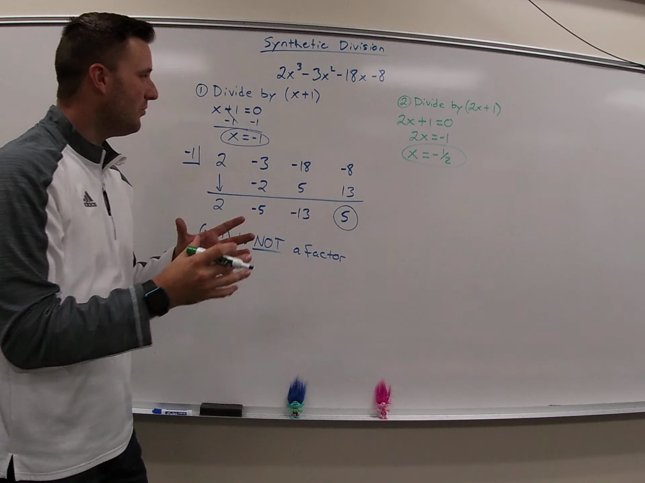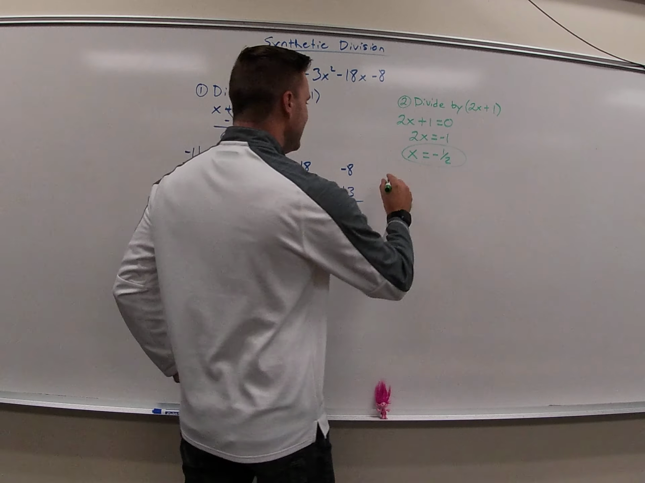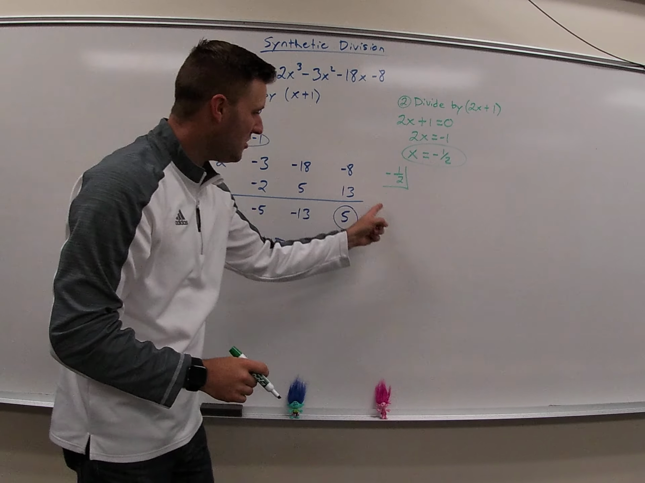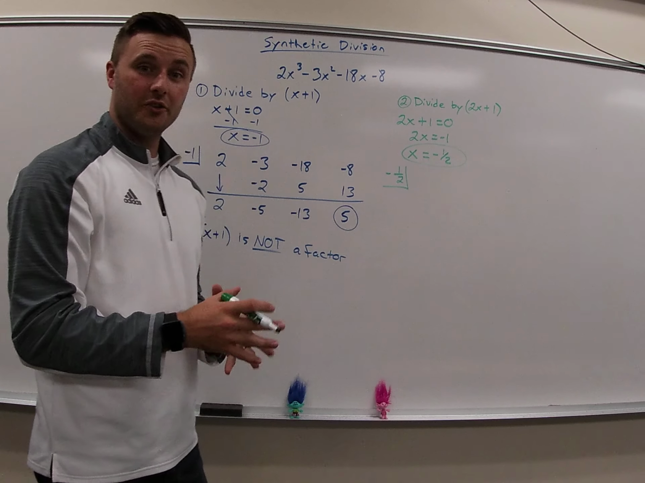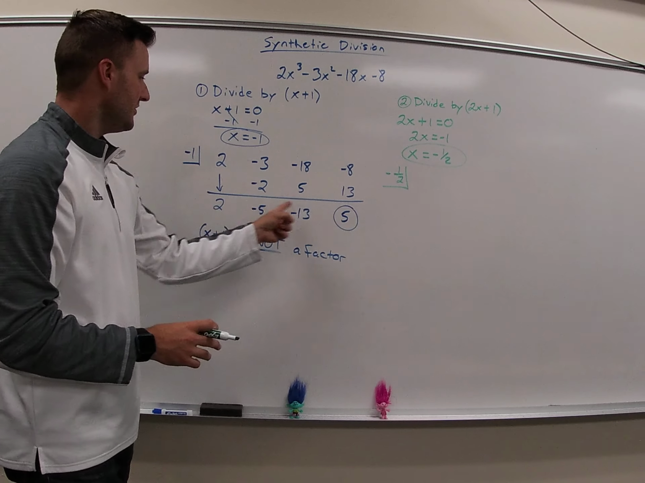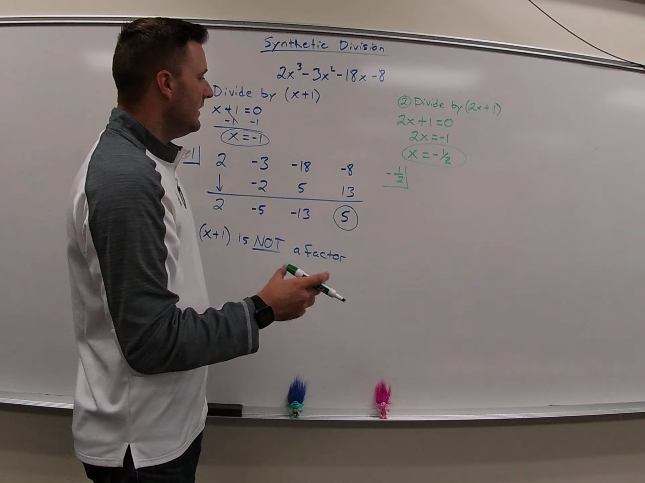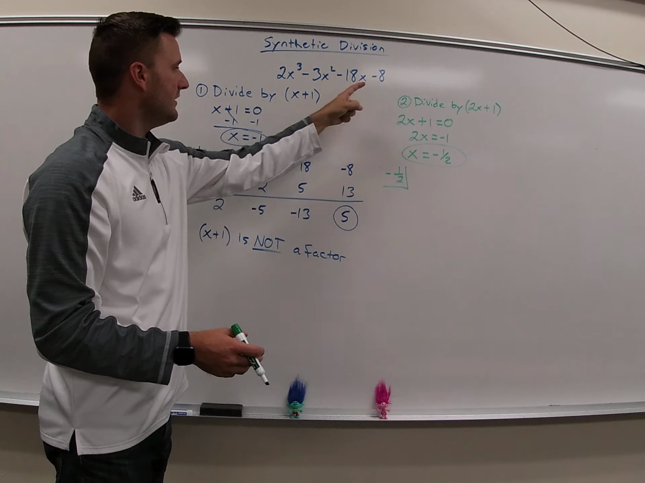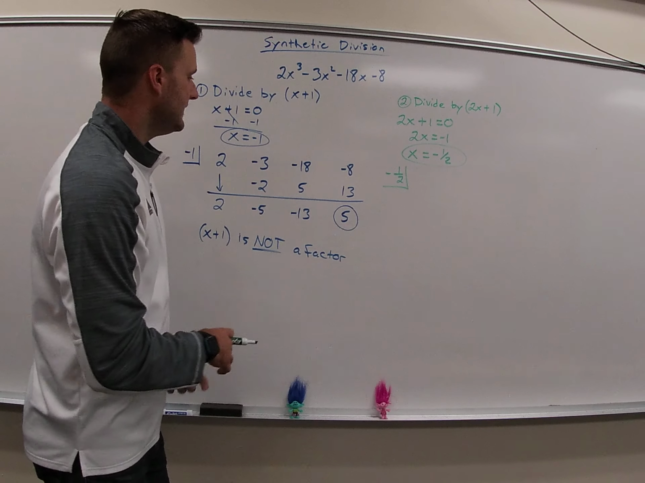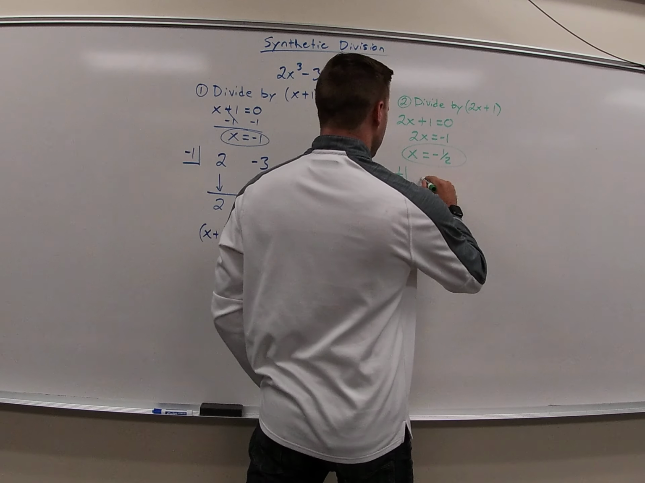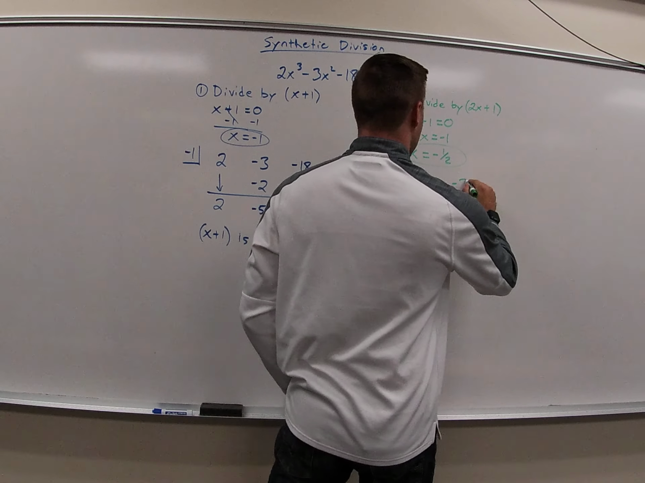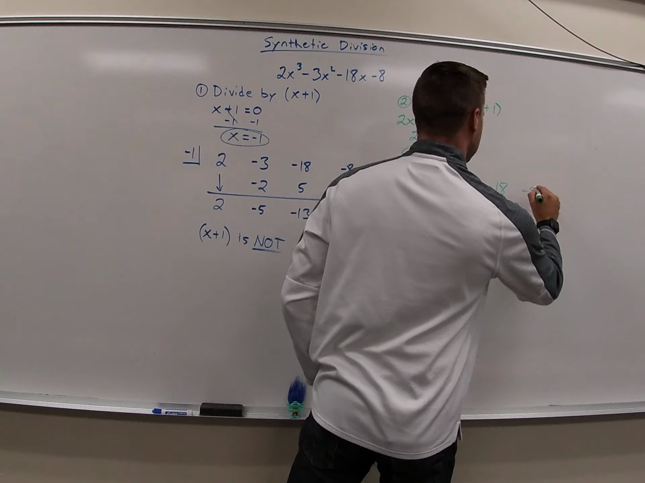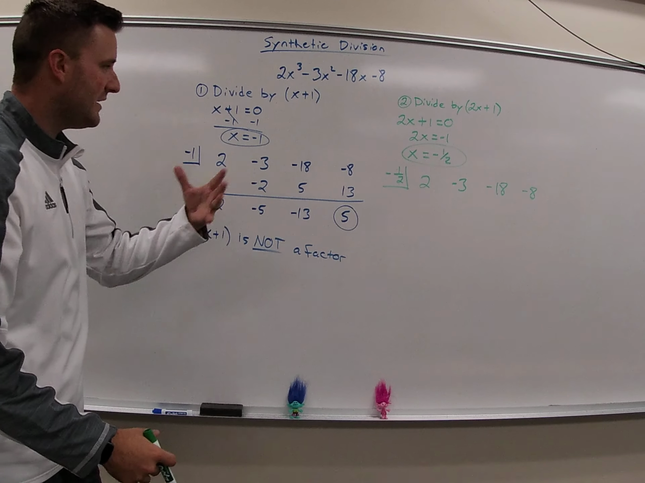So remember, that -1/2, that is what's going to go inside this backwards L. Meaning that is the number that I'm going to multiply to every term underneath that division bar, so underneath this line. Now remember, we have to write the first number of each term on our line. So I have 2x to the third minus 3x squared minus 18x minus 8. So I have my 4 terms.